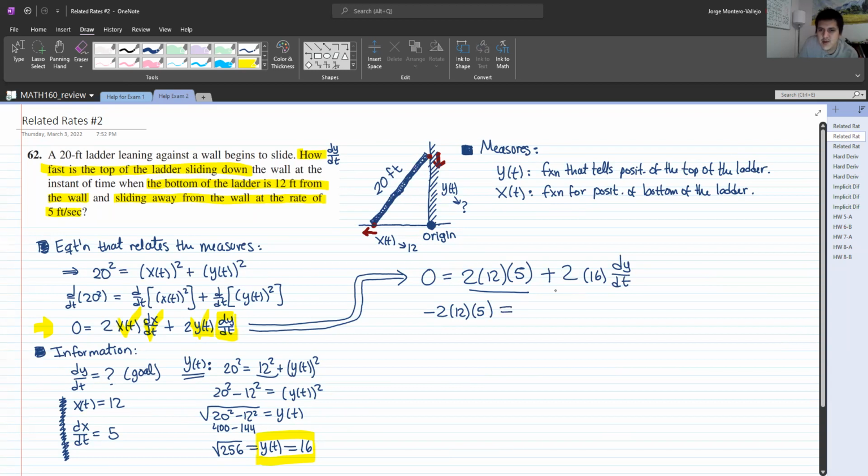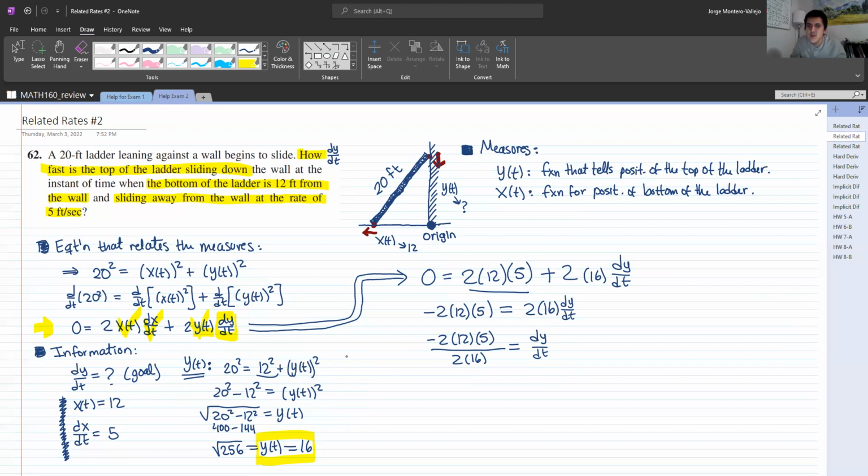Okay, so when you do that, you're left with 2 times 16 times dy/dt on the right side. And because we are solving for dy/dt, we need to divide by the thing multiplying dy/dt, 2 times 16, right? So minus 2 times 12 times 5 divided by 2 times 16. Now dy/dt is by itself on the right side. Now that I have it like this, I can cancel out the stuff. That is why I didn't want to multiply out the numbers, because when they're written like this, I can more easily do the canceling.